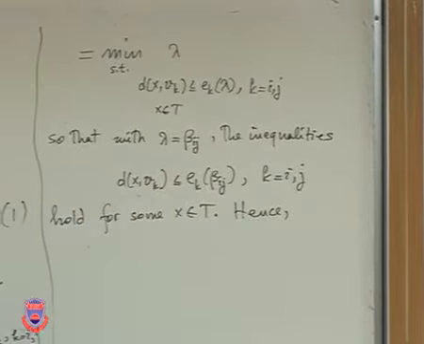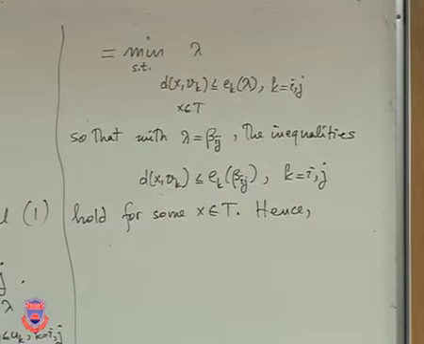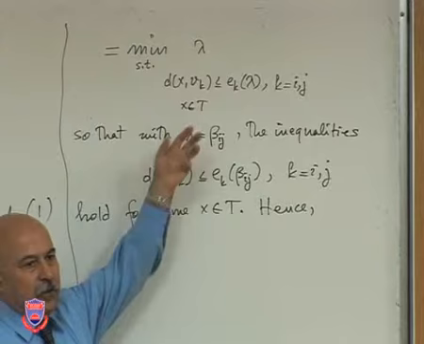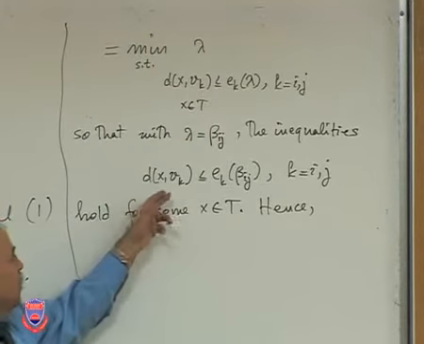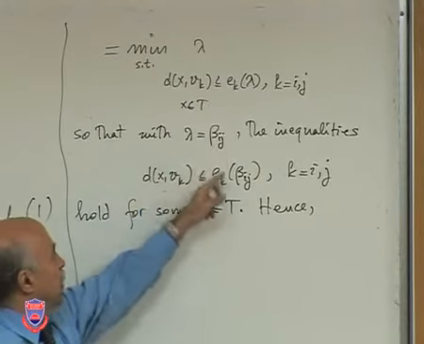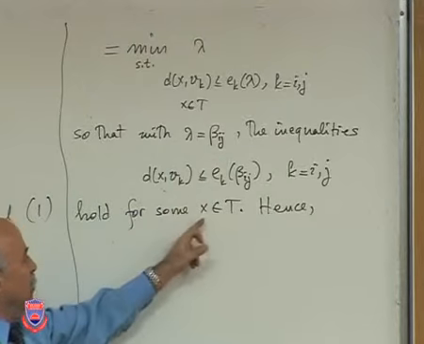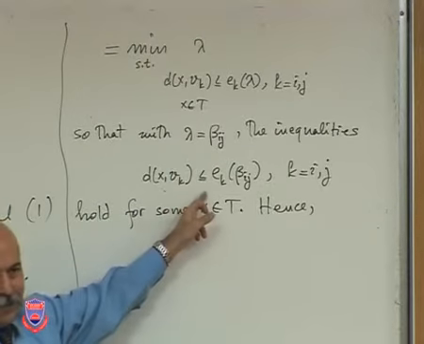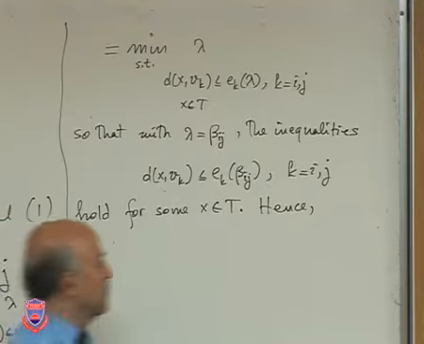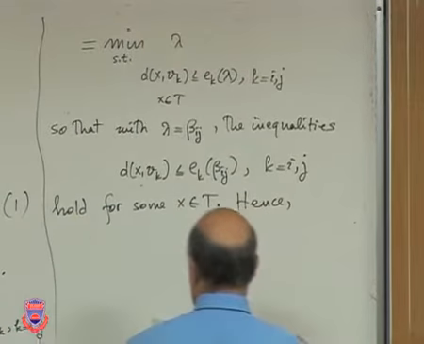Because beta ij is the smallest lambda for which the constraints hold, then of course when you put lambda equals beta ij, these constraints do hold. So there's a solution x that satisfies these constraints. Okay? Hence, we have the following.